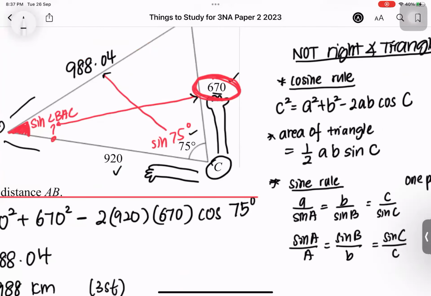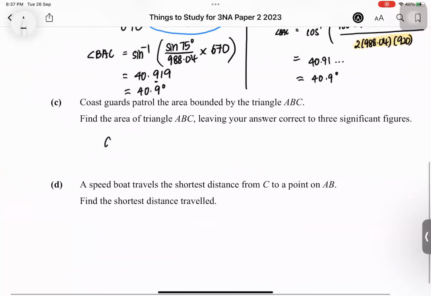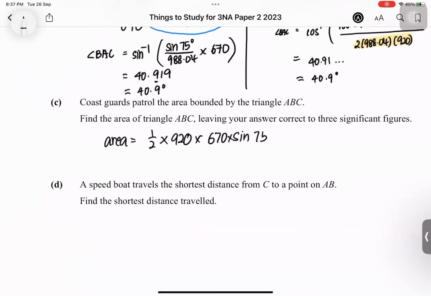Which angle do I know? Of course, I use the 75 degrees, correct? Because it's given to me. So which are the two sides? The A and the B are here. So half times 920 times 670 times sine 75. Half A, B, sine 75. Okay, so 0.5 times 920 times 670 times sine 75. Close the bracket. Remember, close your sine bracket.